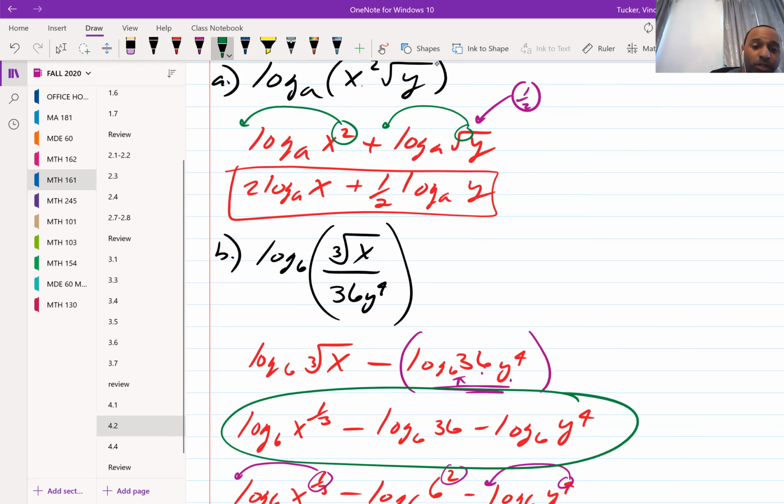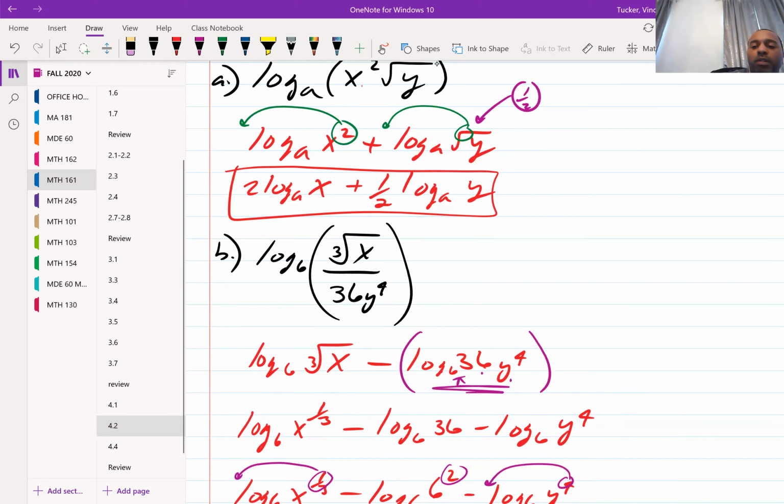So now we're looking at this expression, which is log base 6 of x to the 1/3 minus log base 6 of 36 minus log base 6 of y to the 4th. Once again, both of these terms were in the denominator. Once you fully expand it out, both of them have the minus sign sitting in front of them. All right, make sure we're okay before we go to the next step.